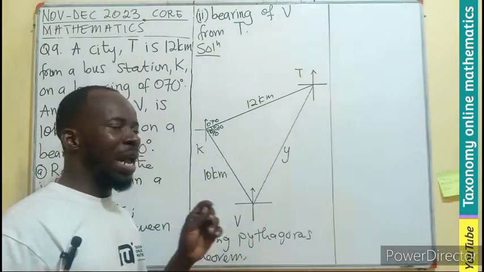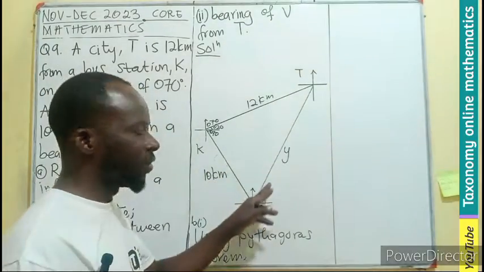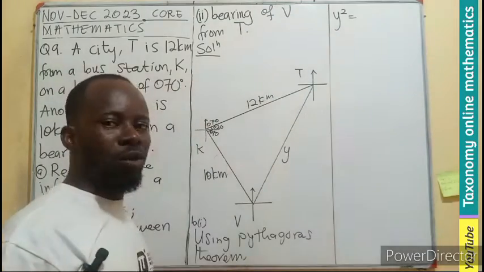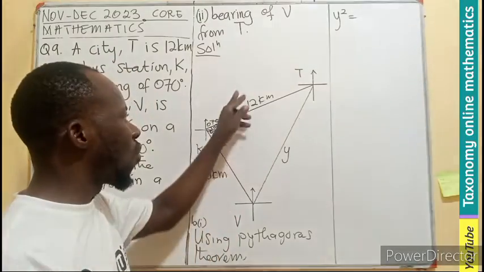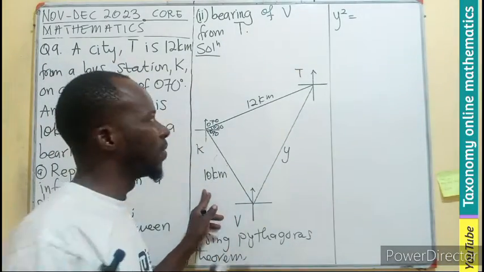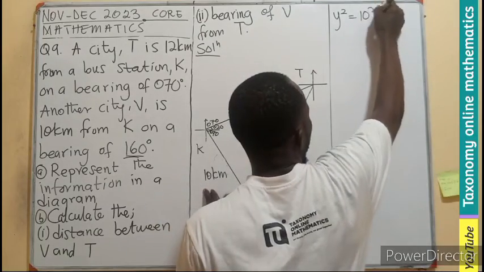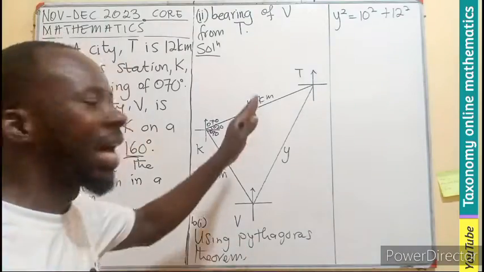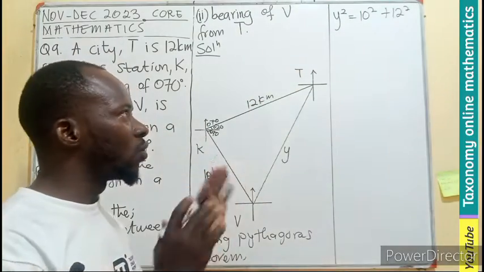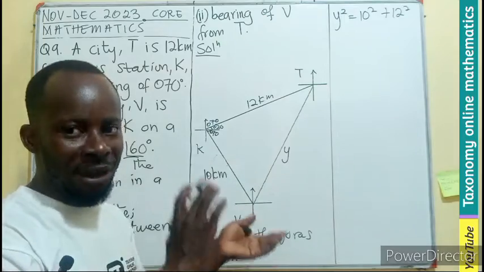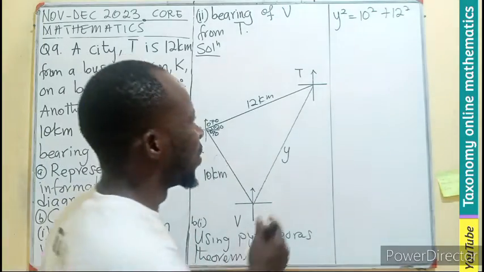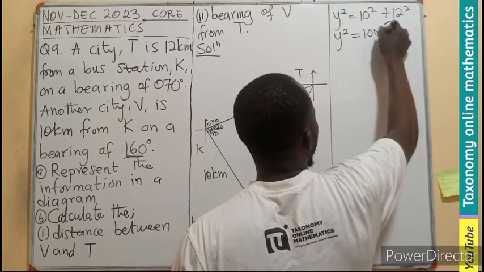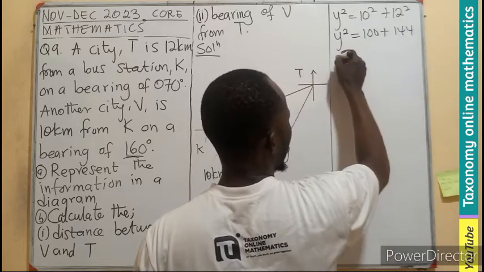We know from the Pythagoras theorem that the longest side squared, which is y squared, equals the sum of the squares of the other two shorter sides, meaning 10 squared plus 12 squared. That is the Pythagoras theorem: the hypotenuse squared equals the sum of the squares of the two other sides. So now y squared equals 100 plus 144.